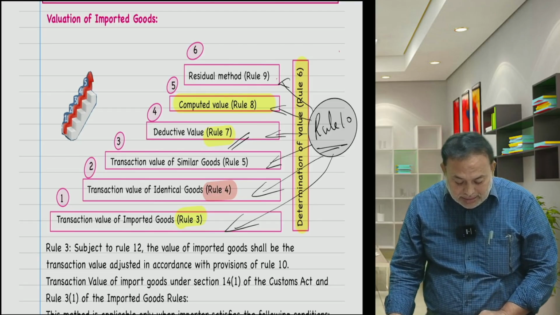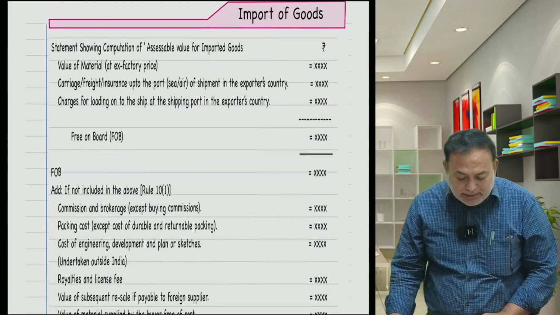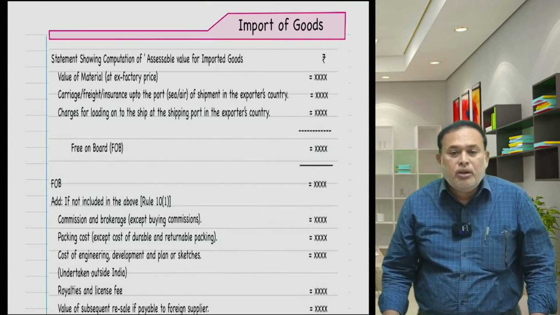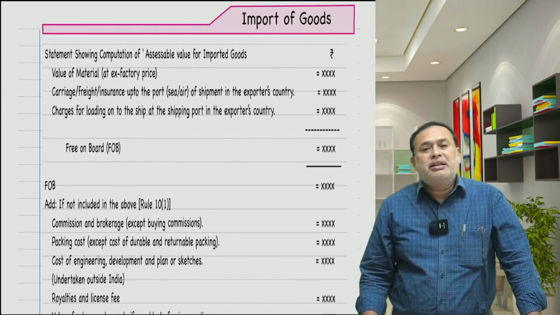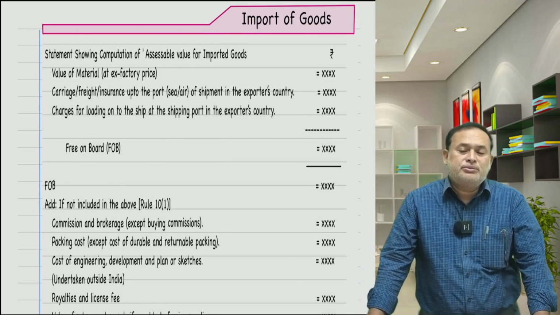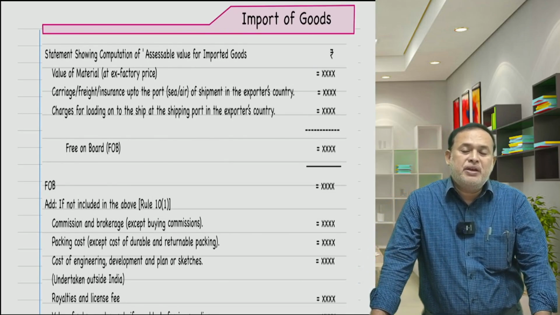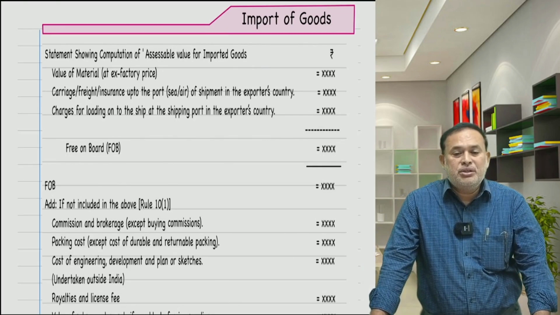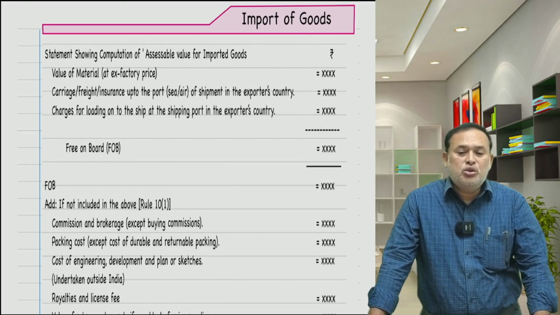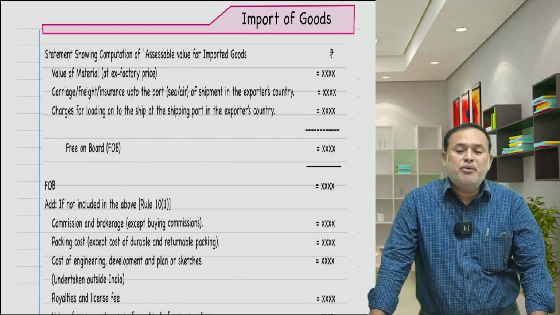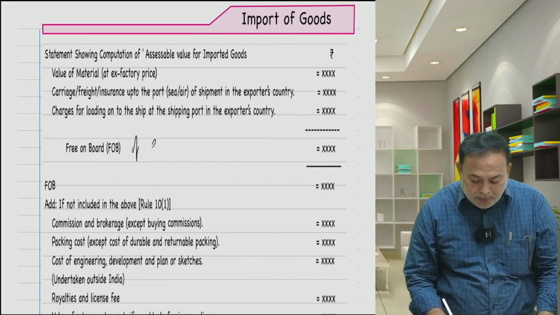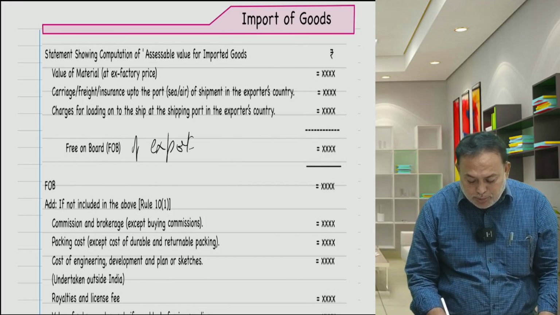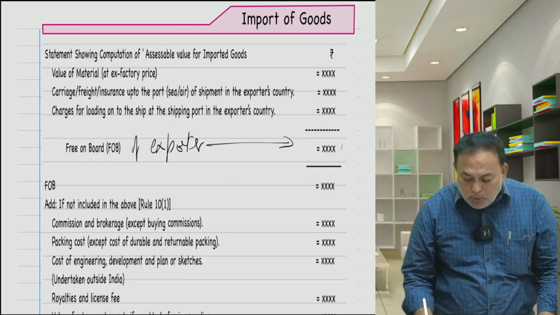How to consider the rule number 10 expenditure? My dear friends, when the goods are imported, there may be a FOB value, there may be a CIF value. How to arrive at the value in that case? Rule number 10 says, you please consider the FOB value of the exporter. How to arrive at this?